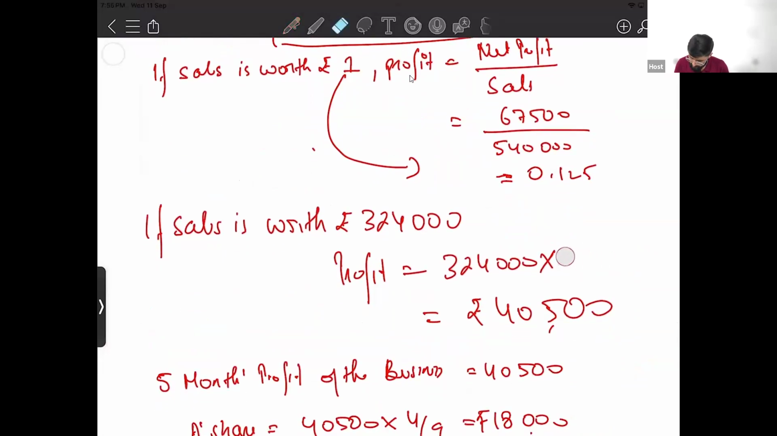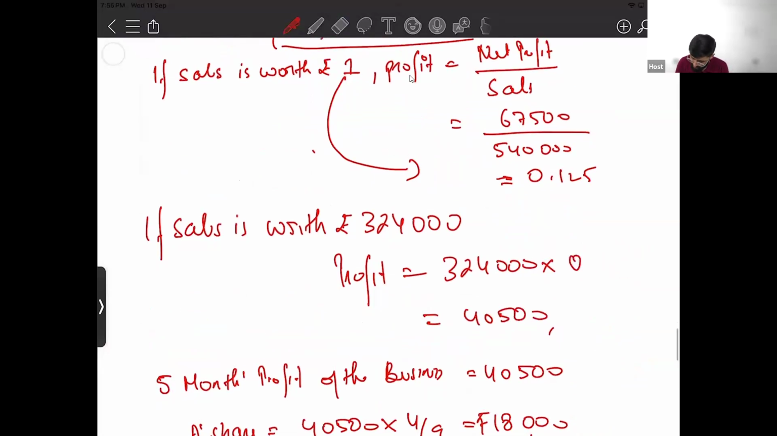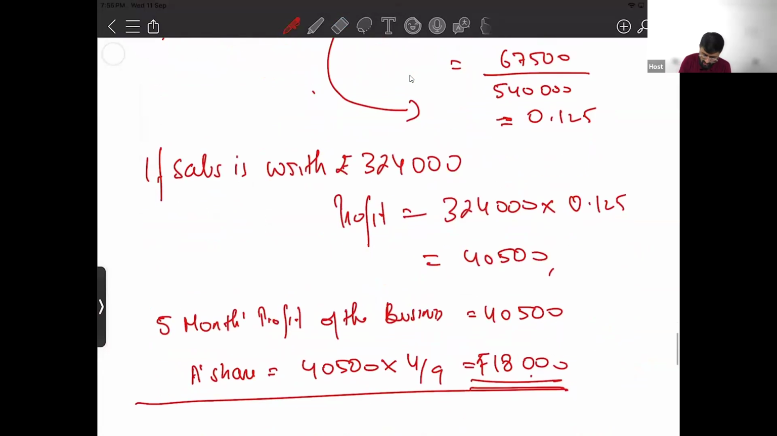Then we find the current year's profit. Multiply the sales: you will get how much? 3,24,000 into 12.5% will be 40,500. Instead of multiplying by a percentage, we directly write 0.125, because 12.5% is 12.5 by 100. If you divide this, you will get 0.125. So don't be confused here, okay?